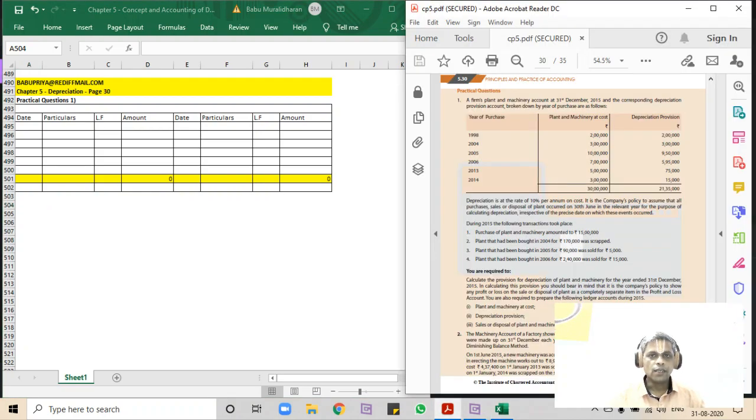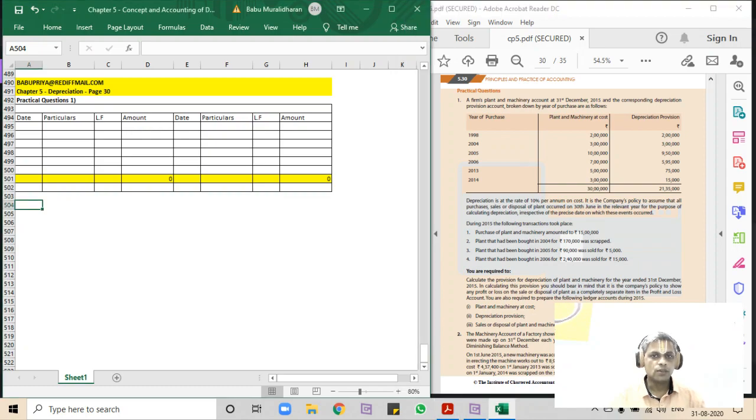So let's continue with the depreciation. We should try to close it sooner so that we can focus on the other chapters, right? So now we are into practical questions. I'm on page number 30, CA Foundation, chapter 5, page number 30 of that particular chapter, okay?